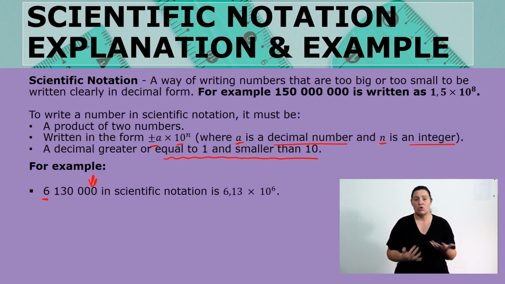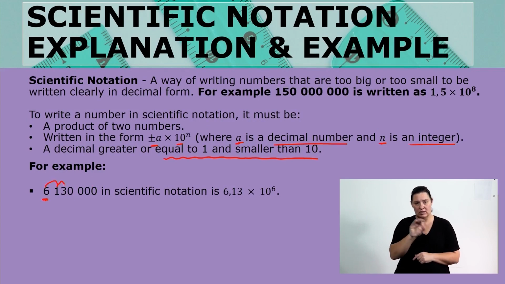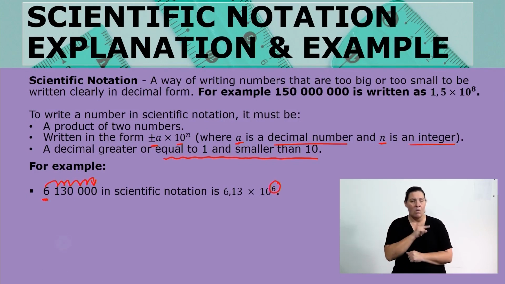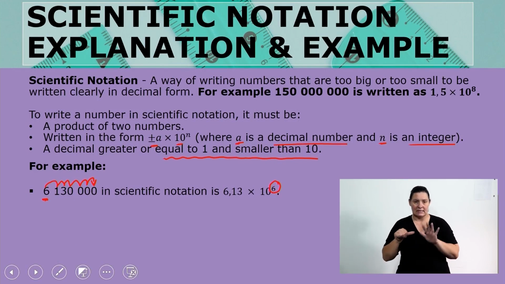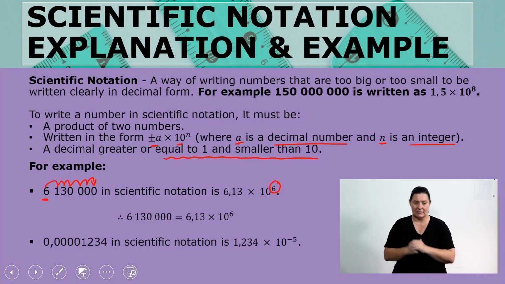What is going to happen here? We are going to look at how many times the 6 is going to shift to the right to get to the ones position. Our 6 is going to shift here: 1, 2, 3, 4, 5, and 6. So it gets to the ones position, and that is where that exponent 6 comes from. It's because it shifted to the right by 6 units. So 6,130,000 is equal to 6,13 multiplied by 10 to the exponent 6.